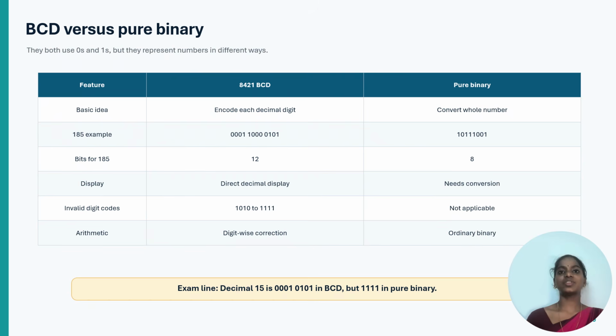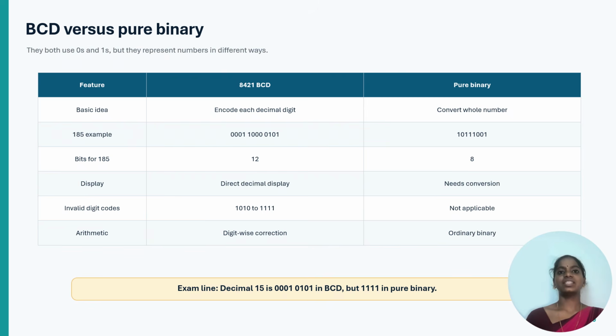And then storage efficiency: for 8421 BCD it is lower, pure binary is higher. Illegal 4-bit digit codes are 1010 to 1111 for 8421 BCD, not applicable for pure binary. Arithmetic operation for 8421 BCD is bitwise with decimal correction, but for binary, ordinary binary arithmetic operations.